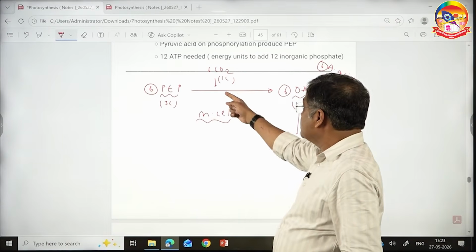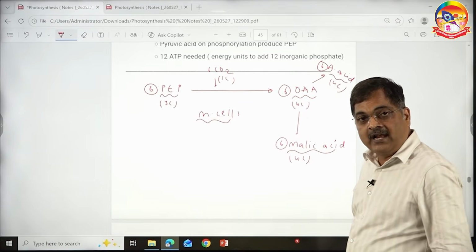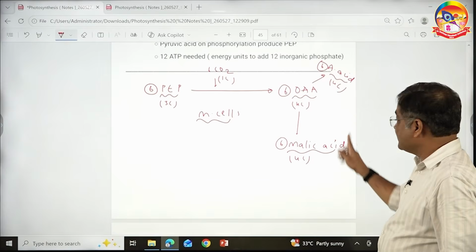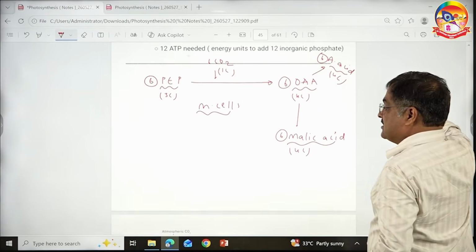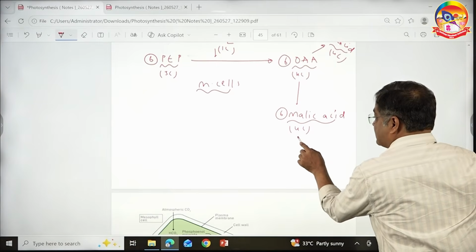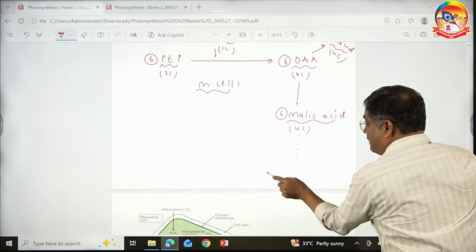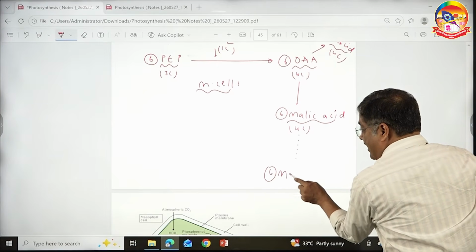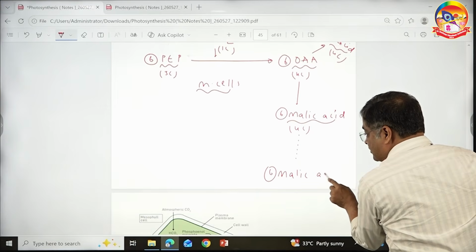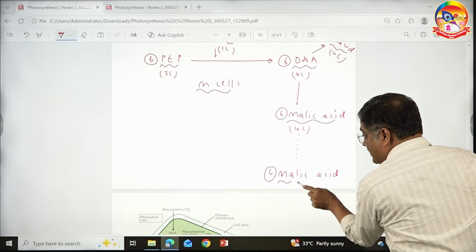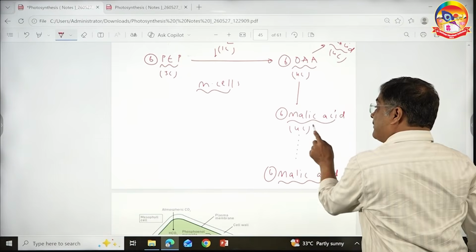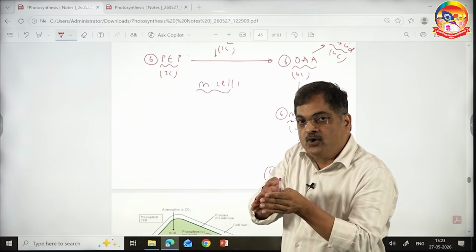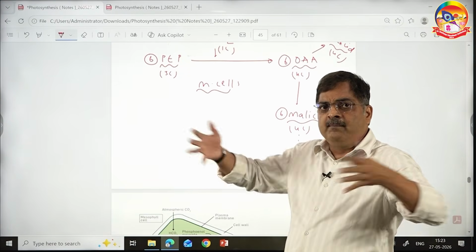First, PEP is absorbing CO2 and forms oxaloacetic acid. Oxaloacetic acid is forming malic acid. What happens next? This malic acid is transported through plasmodesmata to bundle sheath cells. Yes, bundle sheath cells. So a 4-carbon organic acid goes through plasmodesmata. Why only plasmodesmata? Because they are suberized.